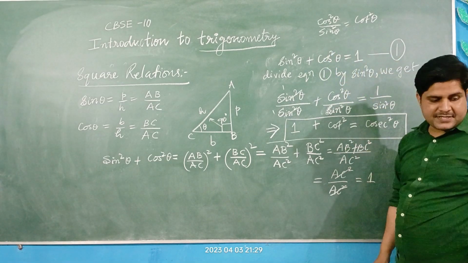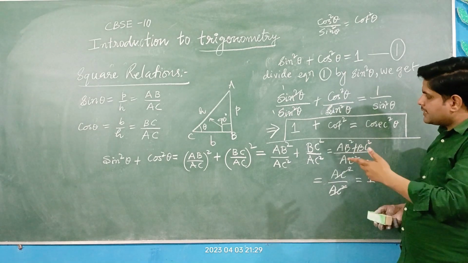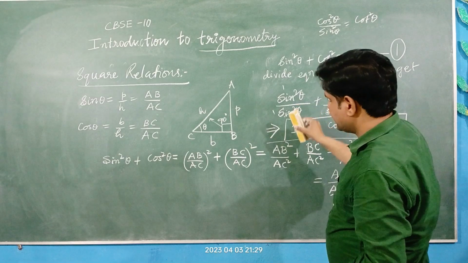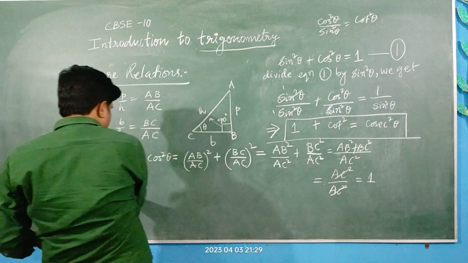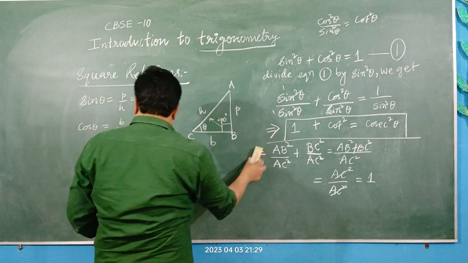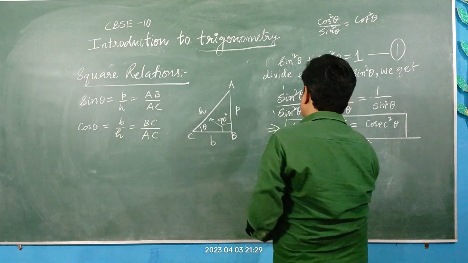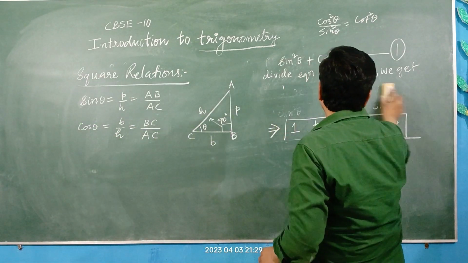If I make some changes here, we can get the other relation, which is with tan. How do we get that? You just need to make certain corrections. I think this is done for you. If you want to know it, you can go back to the video and write it down. Just make certain changes here and you can get the other relation.